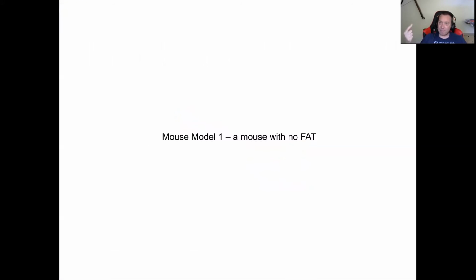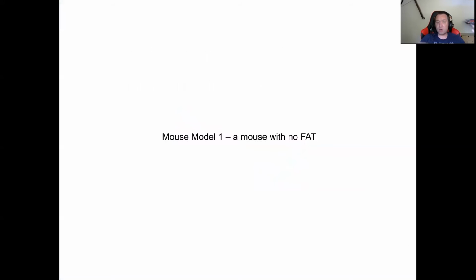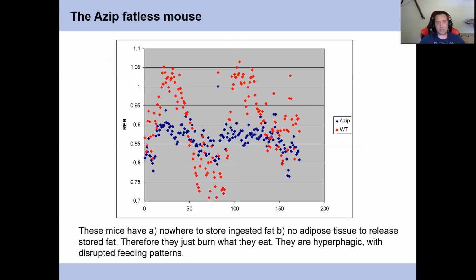And to give you an example of how much this amplitude can be affected, green versus red, we can look at what happens with a mouse with no fat. So if you have a mouse with no fat, you lose all flexibility. You lose all amplitude effectively in your respiratory quotient. This is just 2 mice. I haven't averaged anything. I've just literally gone with 2 mice from the calorimeter.